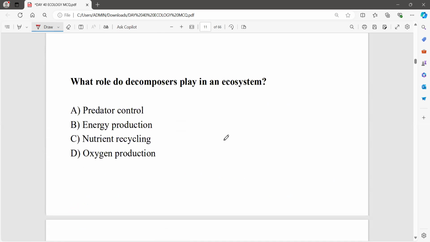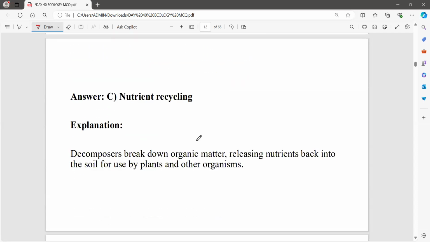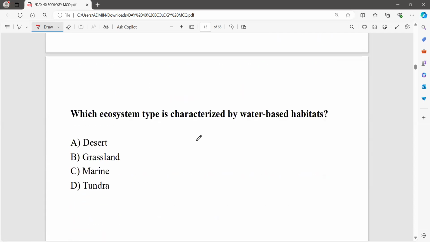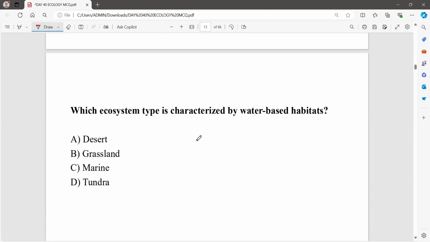What role do decomposers play in an ecosystem? That will be nutrient cycling. Which ecosystem type is characterized by water-based habitats?